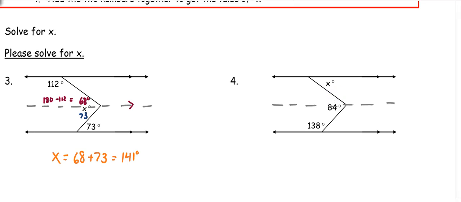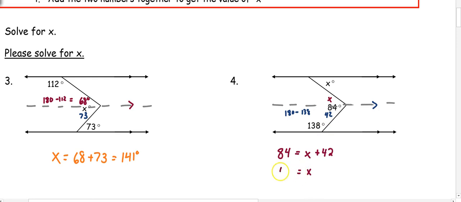So I'm going to use, looking at the 138, I know that 138 and below my new parallel line are same side interior. So I can subtract 180 minus 138, and I get 42 degrees. So in order to solve for x, I know that the whole angle is 84, and that's equal to x plus 42. So when I subtract 42 from both sides, I get x is 42 as well.